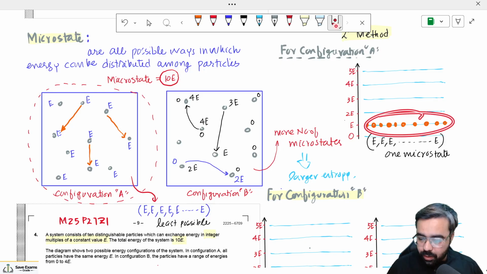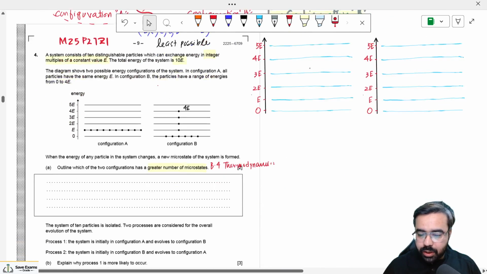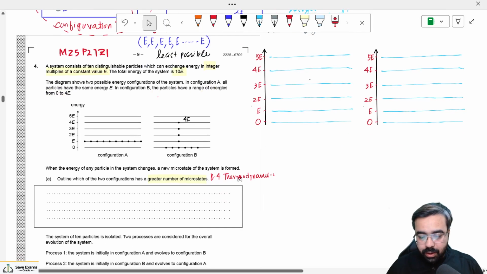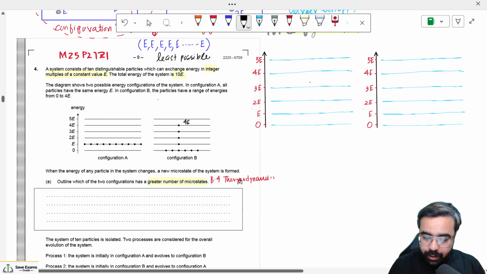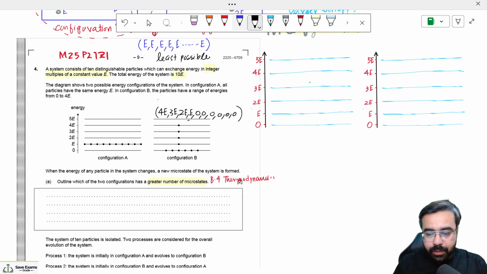Okay, so what about this? We may have many combinations in configuration B. The one combination that we already have, let me write it here. I can write it like this: 4e, 3e, 2e, e, and then 0, 0, 0, 0, 0, and 0, right? This is already one combination. This one microstate is already given over here, right? What are the other combinations, dear students?